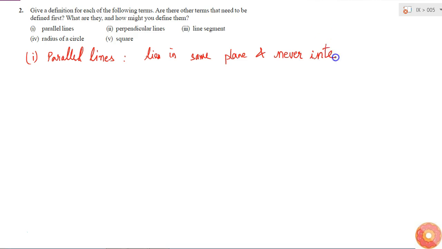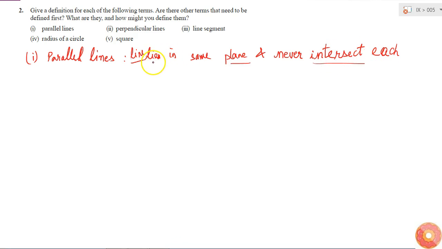term, but are there other terms that need to be defined first? Yes, there are other terms which we need to define. What are they? We need to define what is a plane, which cannot be defined, and what is a line, which also we cannot define, and we need to define what we mean by intersection of two lines. Intersection of two lines means the two lines have a point in common. Then we call that two lines intersect each other.